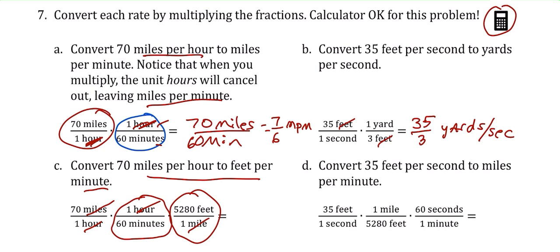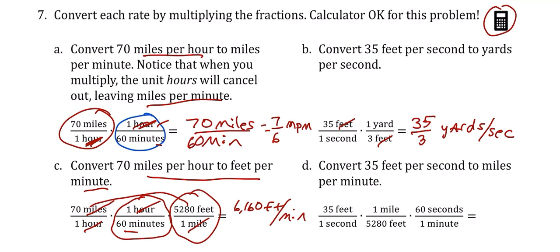So we're allowed to do that because we're multiplying by 1. Now it's time for your calculator. So you will multiply the numerators right across the top, 70 times 5,280, and once you get that answer, divide by 60. And what you should get is 6,160 feet per minute. Okay, let's look at the next one.